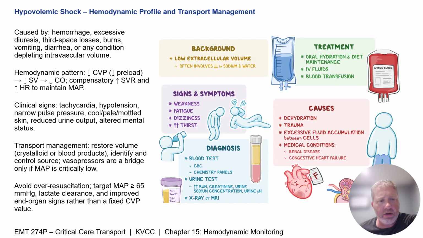All right, let's get into the four different types of shock and how they relate to hemodynamics and critical, invasive lines in these very critical patients. So let's start with hypovolemic shock. Hypovolemic shock is characterized by inadequate circulating volume. So as preload falls, stroke volume and cardiac output also fall.